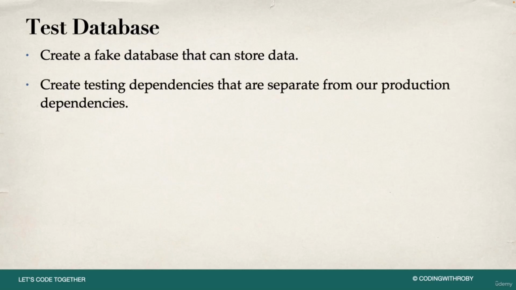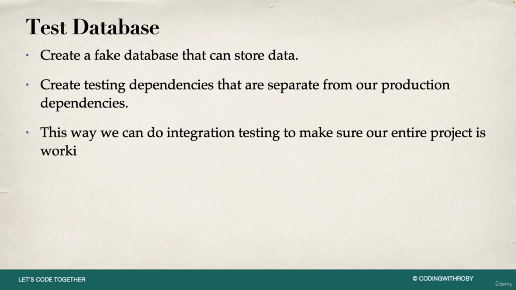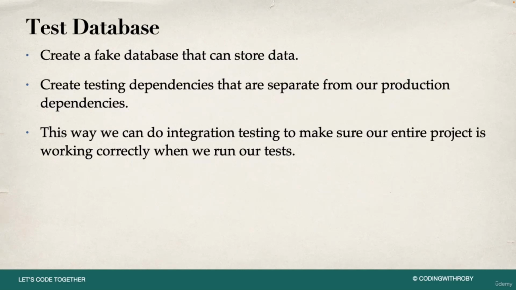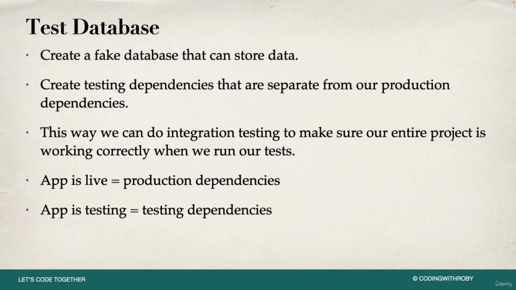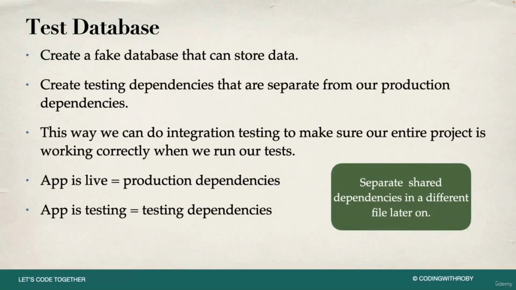We then need to create testing dependencies that are separate from our production dependencies. This way, we can do integration testing to make sure our entire project is working correctly when we run our tests. So when our app is live, we're going to be using our production dependencies in our production database. But when we run our tests, we're going to be using our testing dependencies in our testing database. And we're going to have all of this in a separate shared dependencies in a different file later on. So we're going to have our shared dependencies separated within our application.